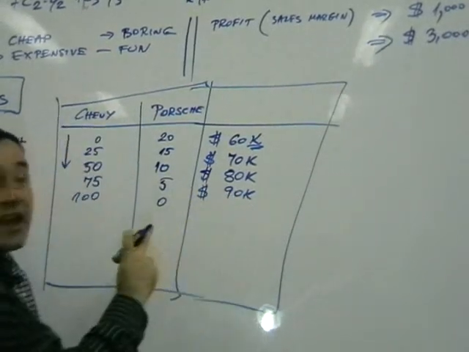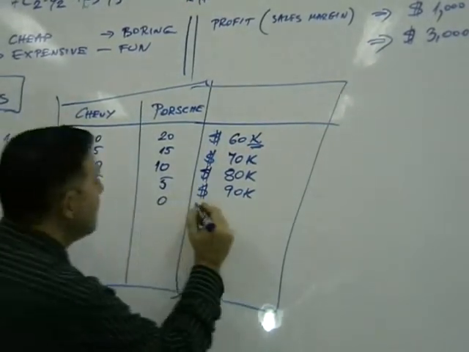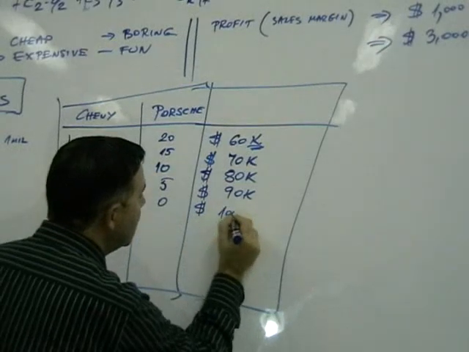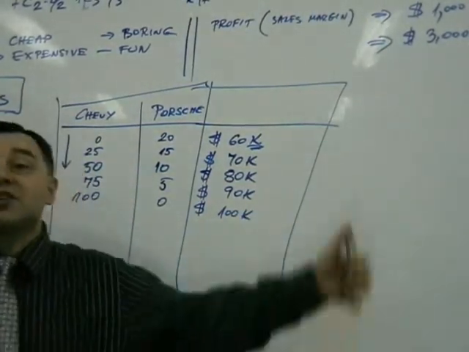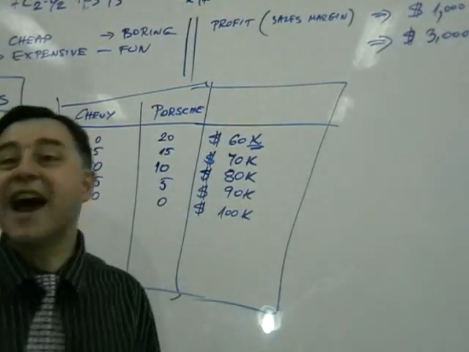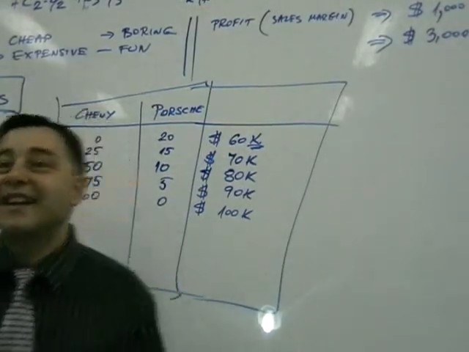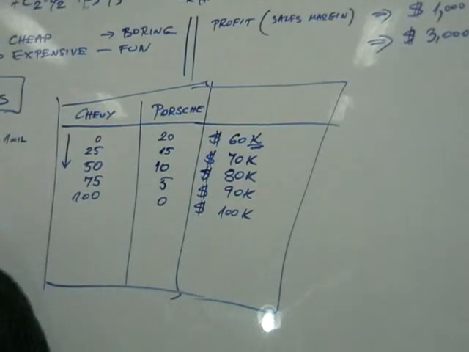90,000, and finally over here the profitability will be 100,000. So no Porsches. No Porsches, right? So, in other words, the demand for the Porsche is very low.